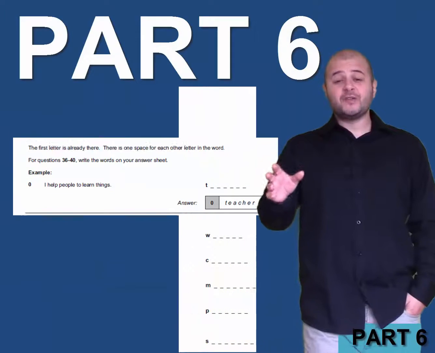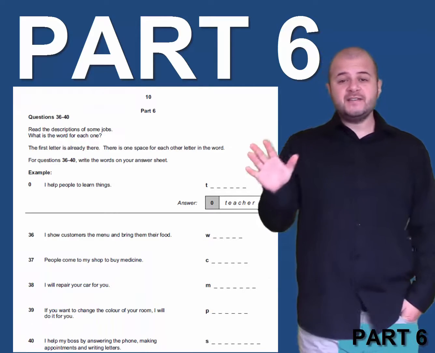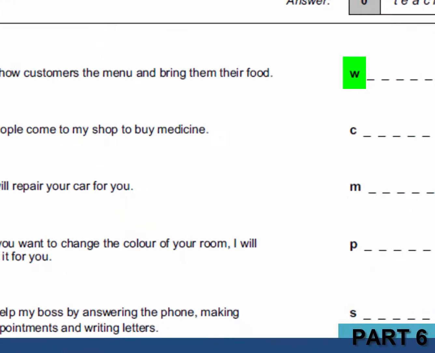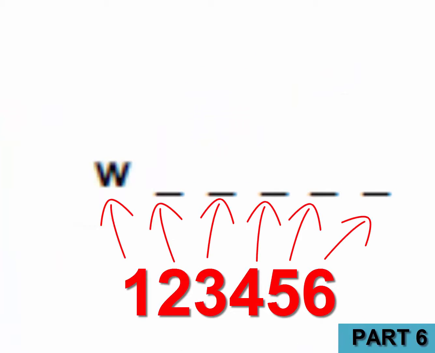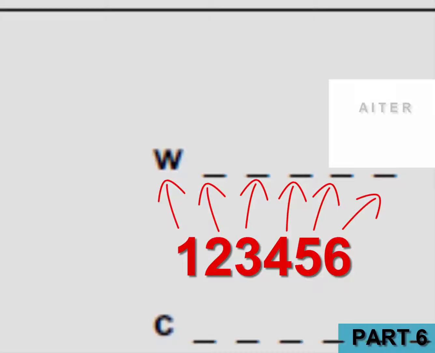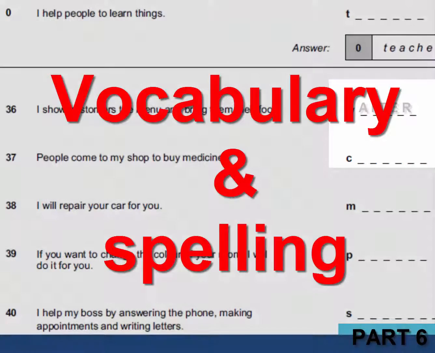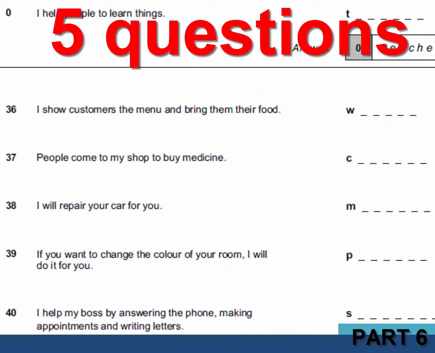Okay, so let's take a look at part 6. In this part, you will find 5 sentences like definitions you find in a dictionary. So they give you the first letter of the word and the number of letters, and you have to complete the word. Here you have to practice your vocabulary and spelling. And there are 5 questions in this part.